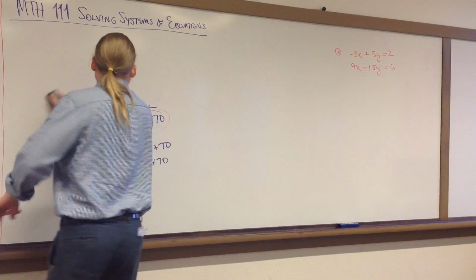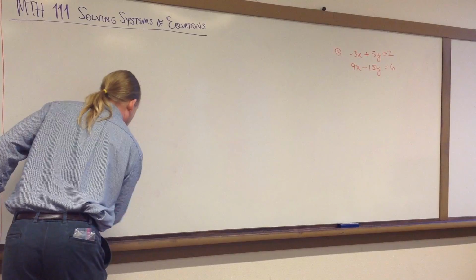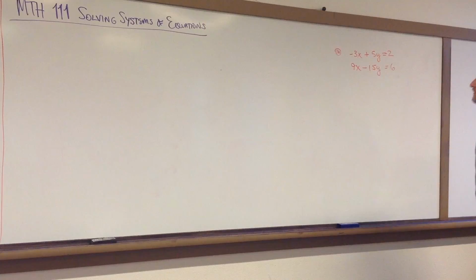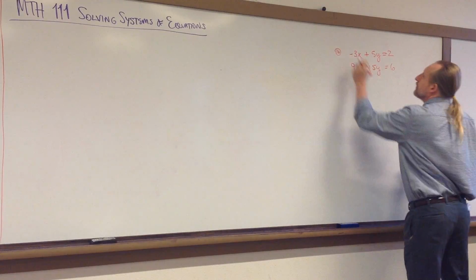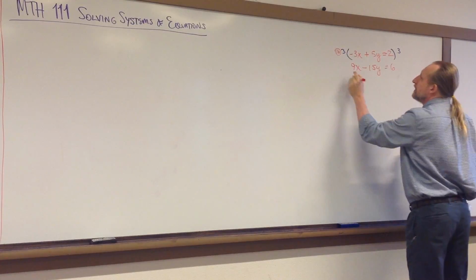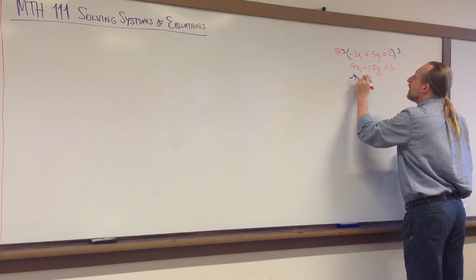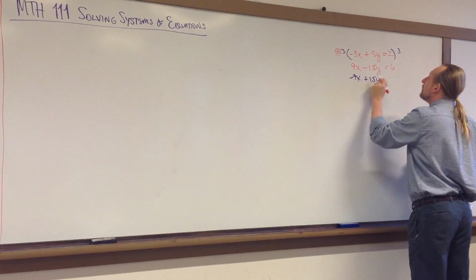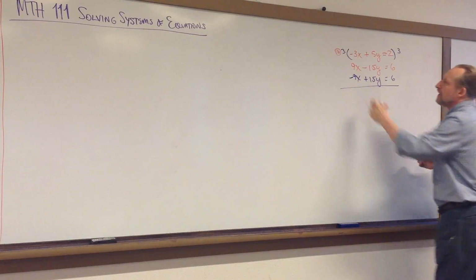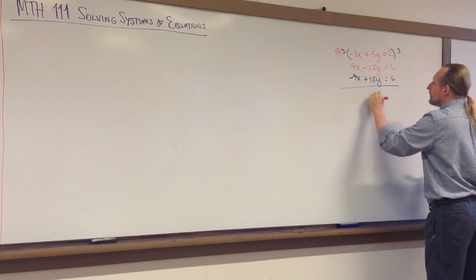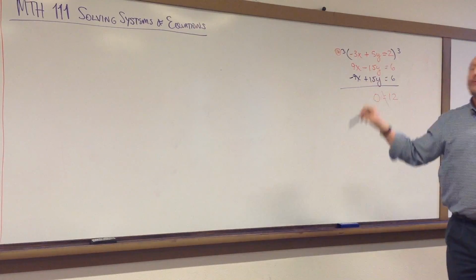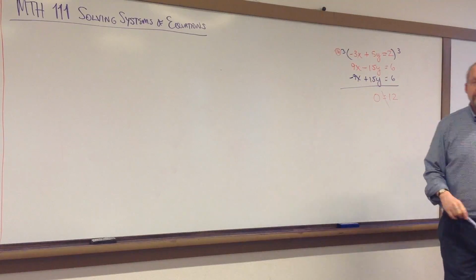On problem 16, I'm going to use elimination because we've got opposite signs for both variables. All I would need to do is multiply the top one by 3 on both sides. So this will be negative 9x plus 15y equals 6. Now watch what happens when I add these together. This is 0, this is 0, this is 12. So this is saying there's no values for x and y that will make this true.